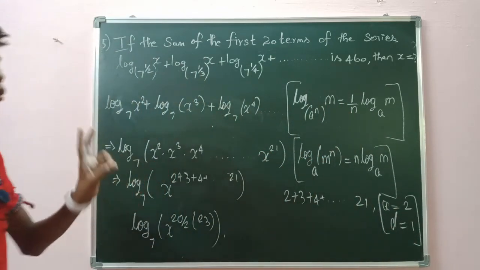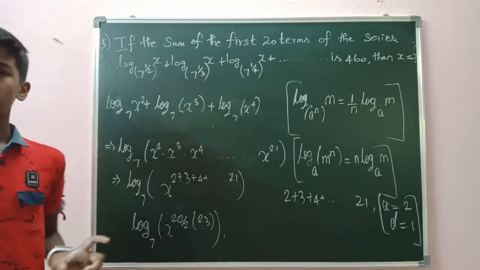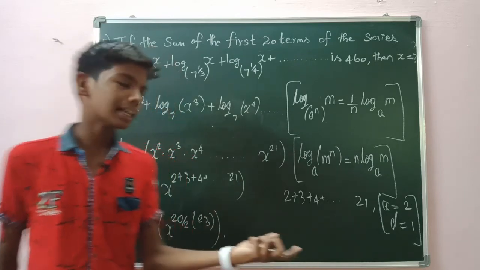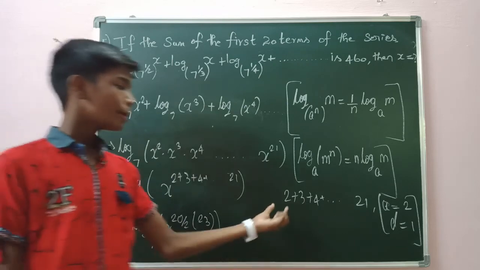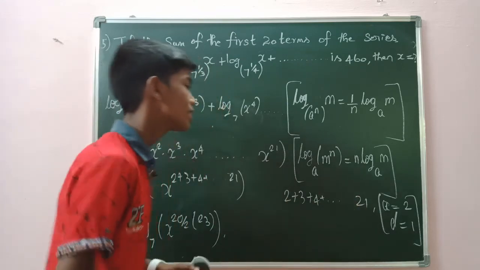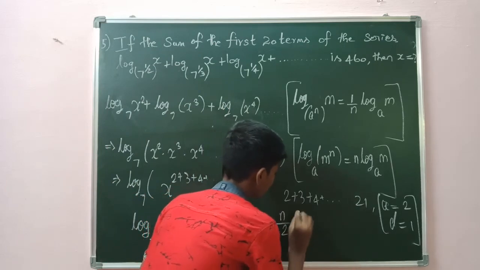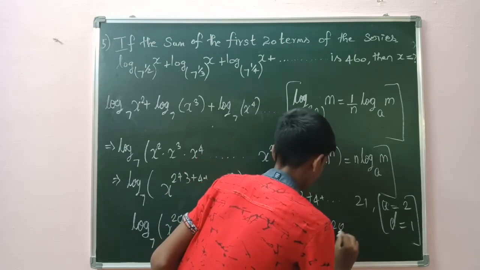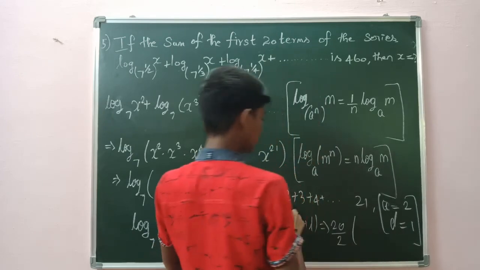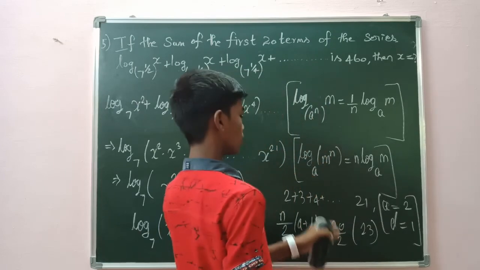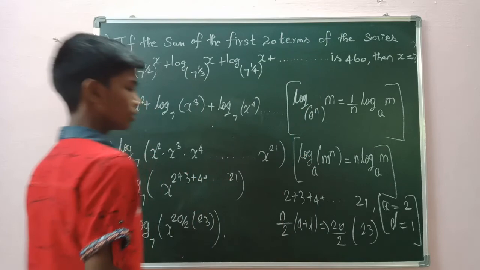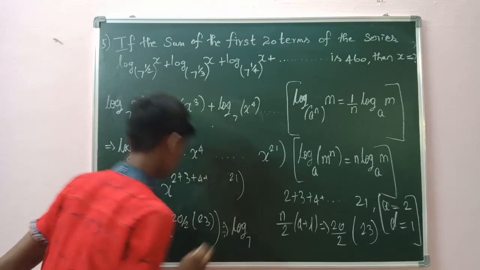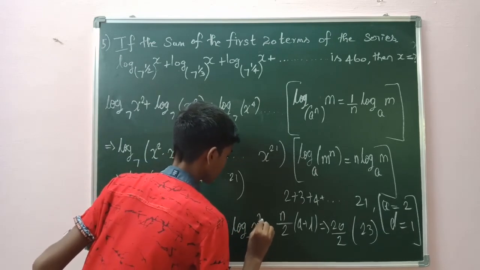Now we know that we are having two formulas to find the sum of n terms of an AP. One is n by 2 into 2a plus n minus 1 d, another is n by 2 into first term plus last term. Here I can use n by 2 into first term plus last term because I know the value of the first term, that is 2, and the last term is 21. Hence I will get n by 2 into a plus l. The number of terms n is 20, so 20 by 2 into first term plus last term, which is 2 plus 21, that is 23. So 20 by 2 is 10, so 10 into 23 will be 230. This will be nothing but log to the base 7 of x power 230.